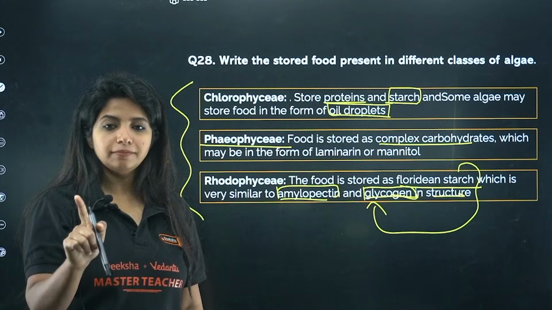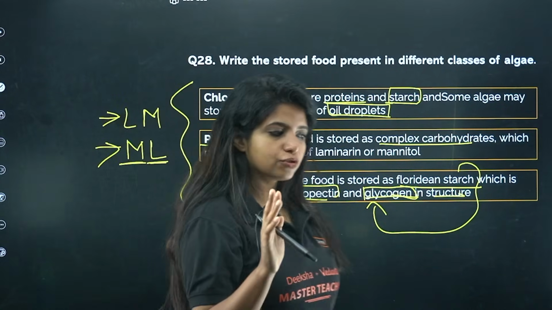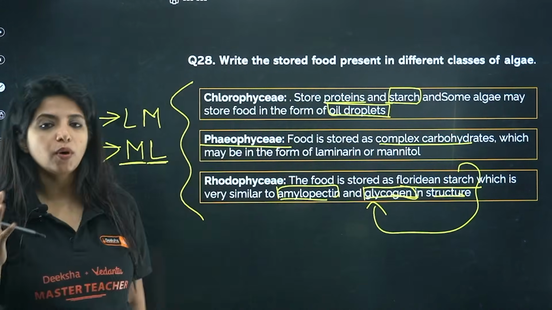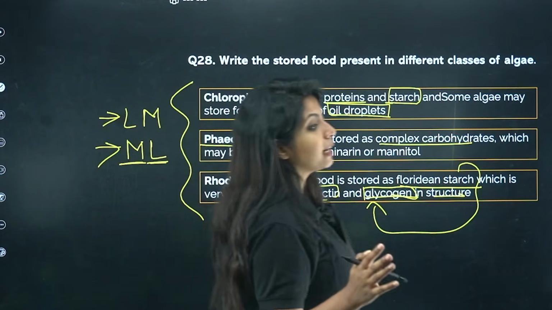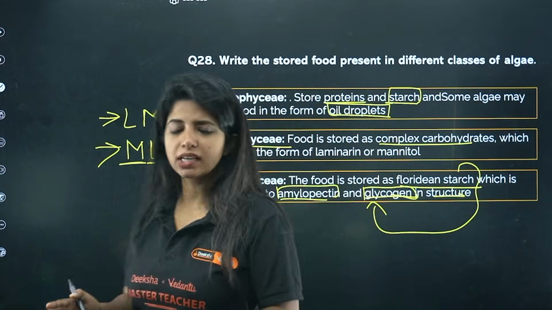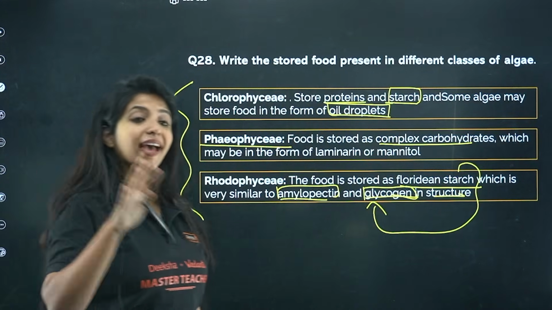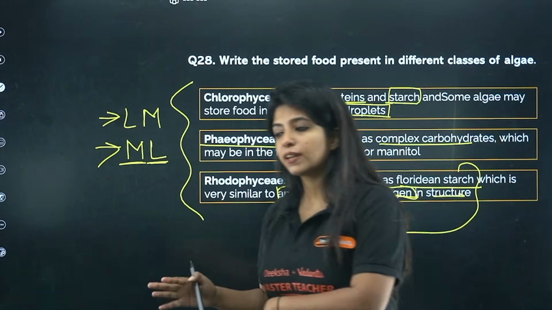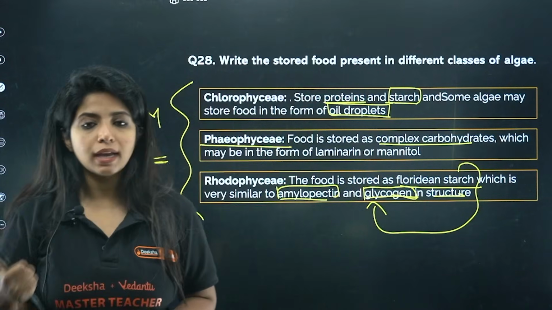In Chlorophyceae, green algae, the food is usually stored in the form of starch only. Apart from that, my dear children, also in the form of oil droplets in some. In brown algae, it is laminarin and mannitol, which are complex carbohydrates. In red algae, it is floridean starch, and this has high resemblance to two things, amylopectin and also glycogen.